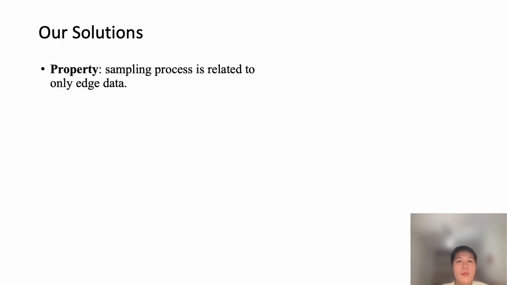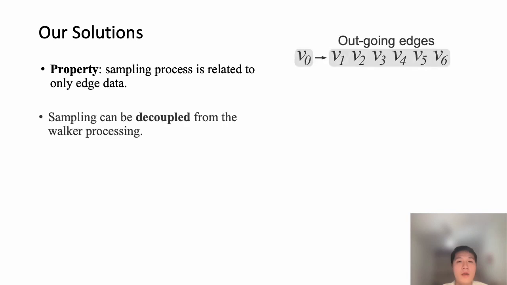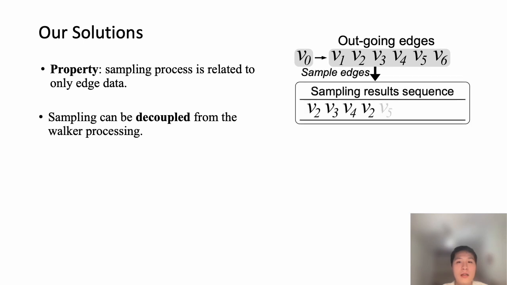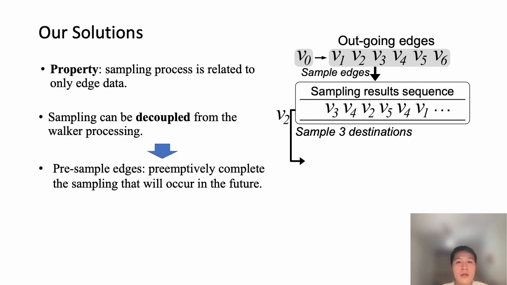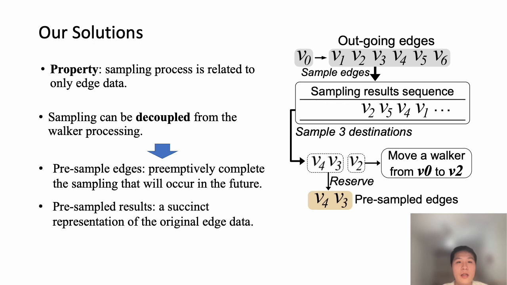We found a unique property of random walk. The sampling process is related to only edge data. Thus, the sampling process can be decoupled from the processing of walkers. As the figure depicts, the future sampling results are listed in the box. Instead of sampling only once, we preemptively complete the sampling that will occur in the future, and reserve the surplus sampled edges in memory. The pre-sampled results can be viewed as a succinct representation of the original edge data.